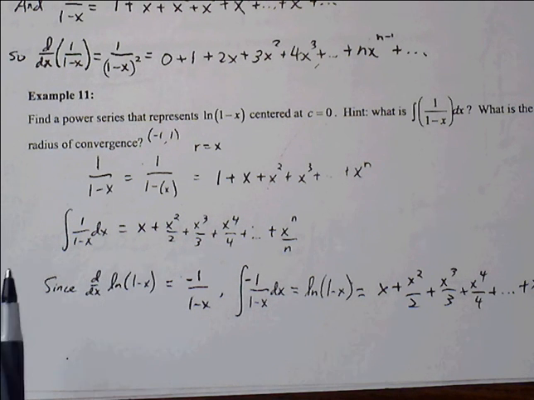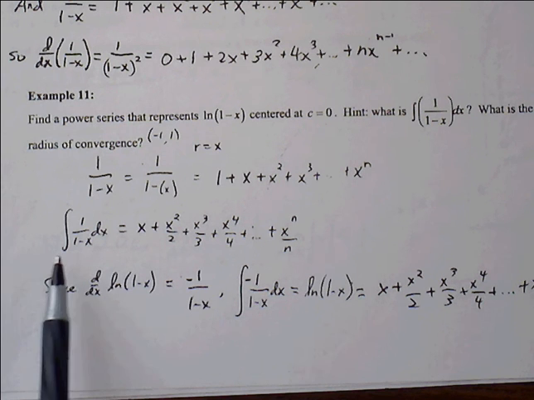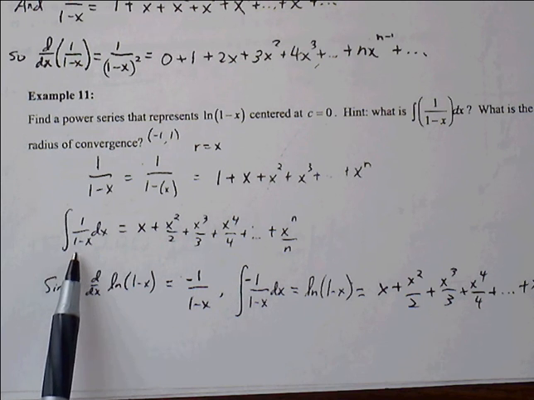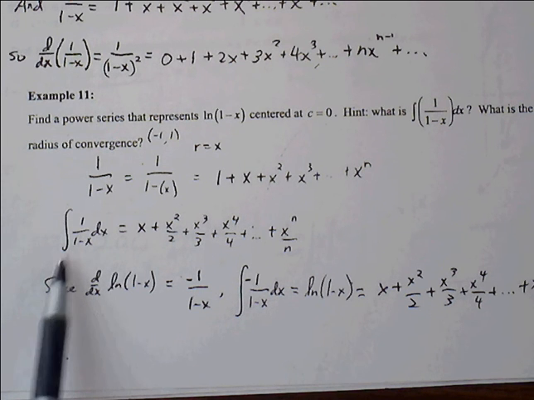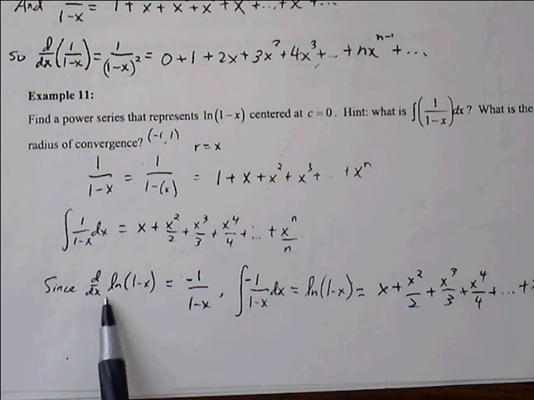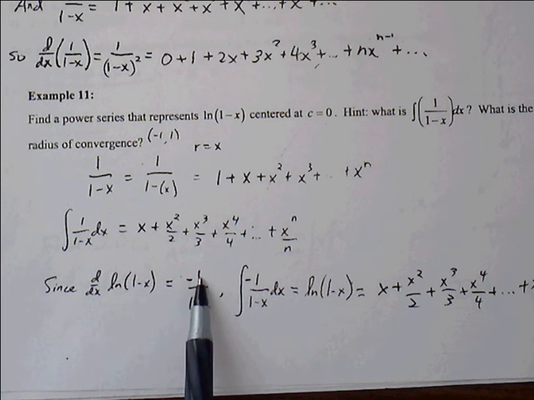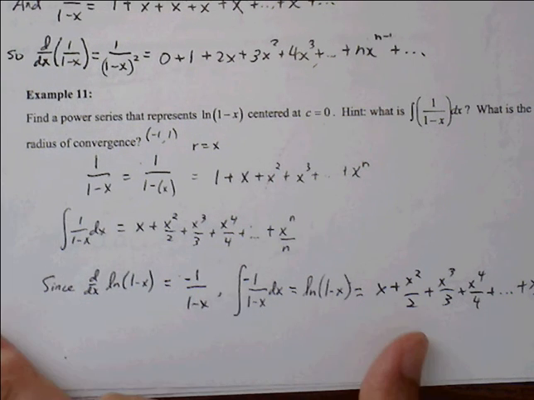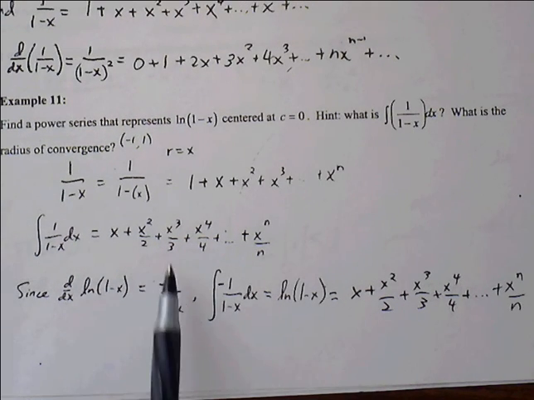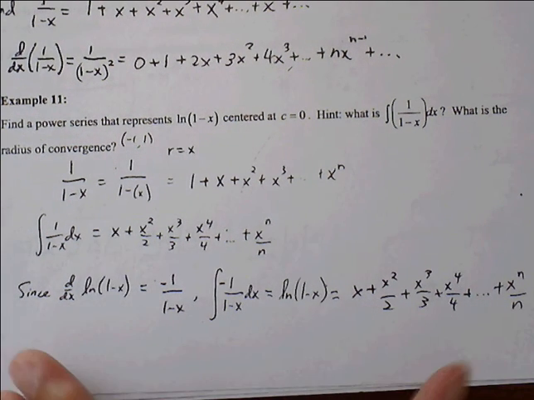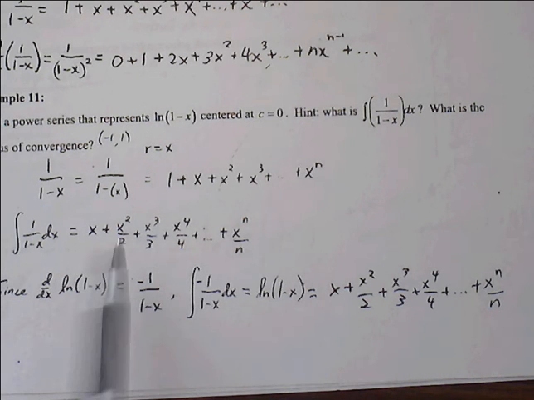So the integral of 1 over 1 minus x, well, we know 1 over 1 minus x is 1 plus x plus x squared plus x cubed. The integral of 1 over 1 minus x is just going to be the natural log of 1 minus x. And since the derivative of the natural log of 1 minus x is negative 1 over 1 minus x, we can therefore say that the integral of negative 1 over 1 minus x is simply the natural log of 1 minus x.